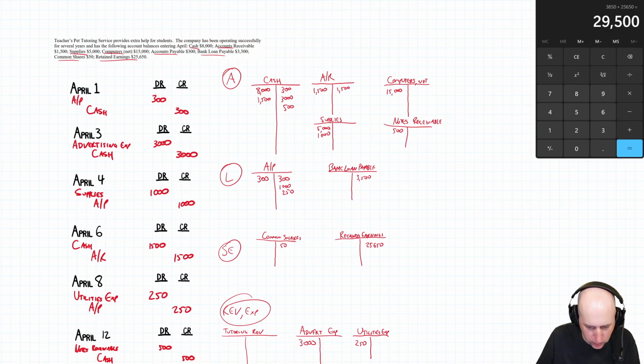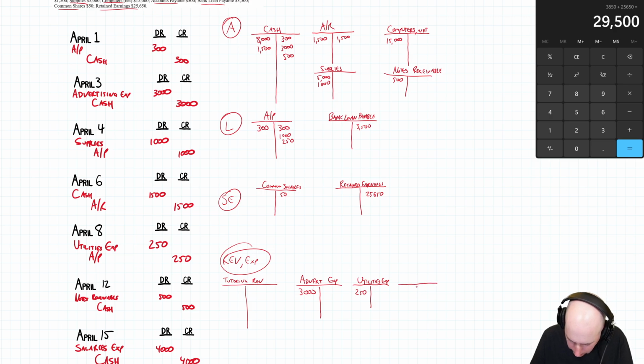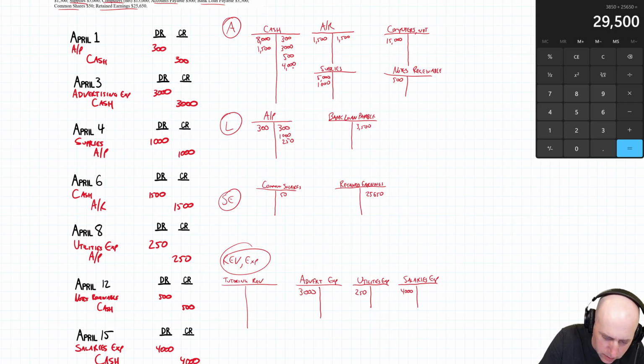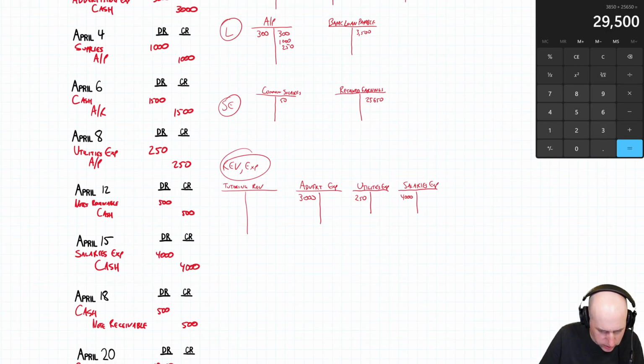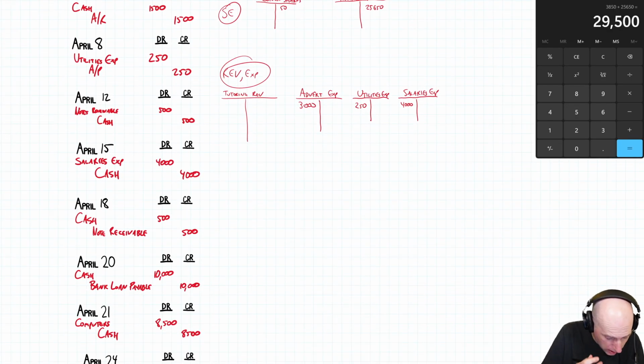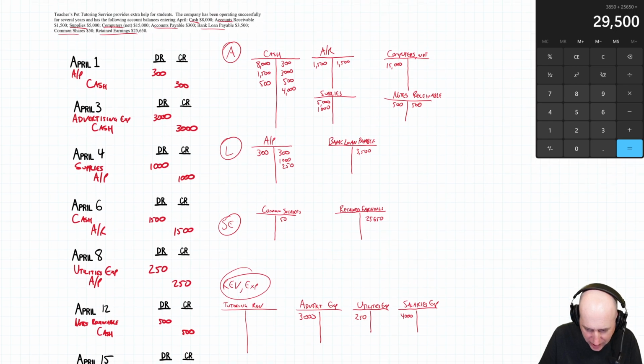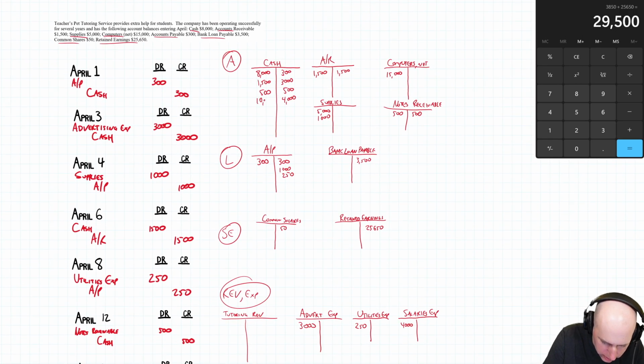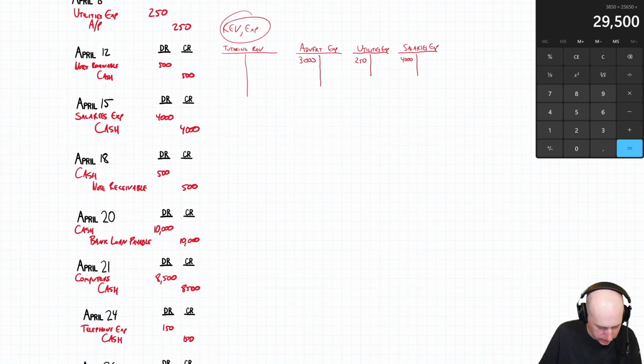Debit salaries expense, credit cash, 4,000. Need a new T for that. Debit salaries expense, 4,000. Credit cash, 4,000. Next, debit cash, credit notes receivable, 500. Okay, so there's notes receivable, credit 500, cash debit 500. Next, debit cash, credit bank loan payable, 10K. Debit cash, 10. Credit bank loan, 10. We're off to the races here.